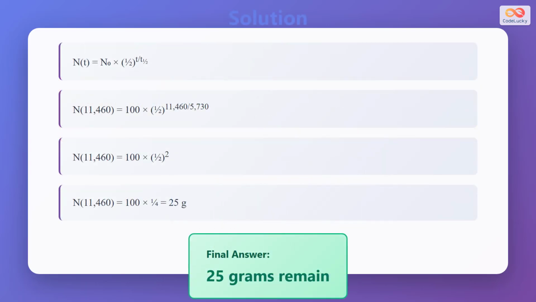Now let's solve this step by step. We start with the formula. N(t) = N₀ × (1/2)^(t/t½). Substituting our values, we get N(11,460) = 100 × (1/2)^(11,460/5,730). This simplifies to 100 × (1/2)², which equals 100 × 1/4, giving us 25 grams as our final answer.